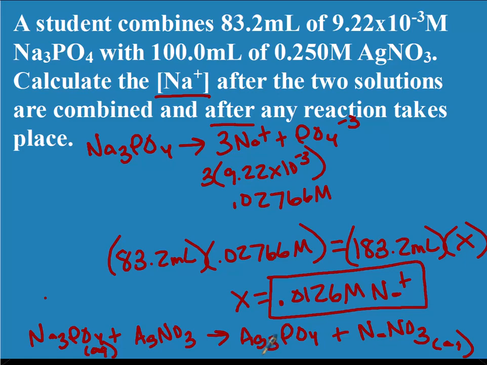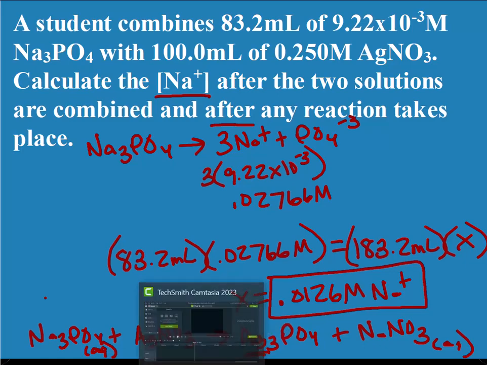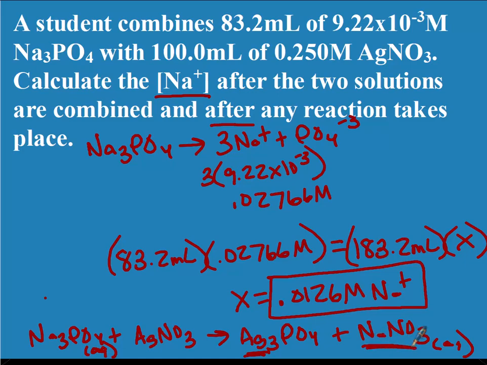Had this been silver though, then this problem would have been a lot more complicated, because we'd have to figure out how much of that silver went into the precipitate and if we have any more left over. If silver was a limiting reactant, then I would have none left over because it would all be in the solid precipitate. But for sodium, in this case, it didn't matter if this question said before or after, the answer still would have been the same because it's a spectator.